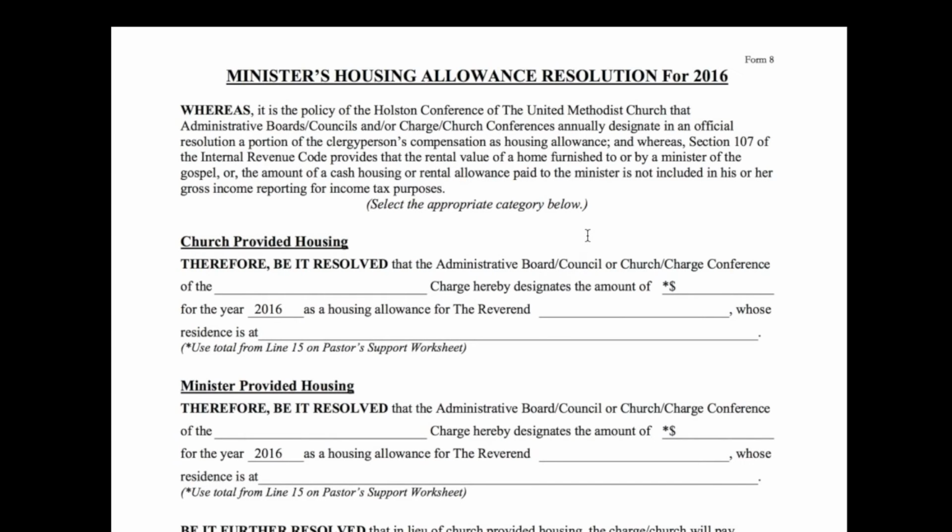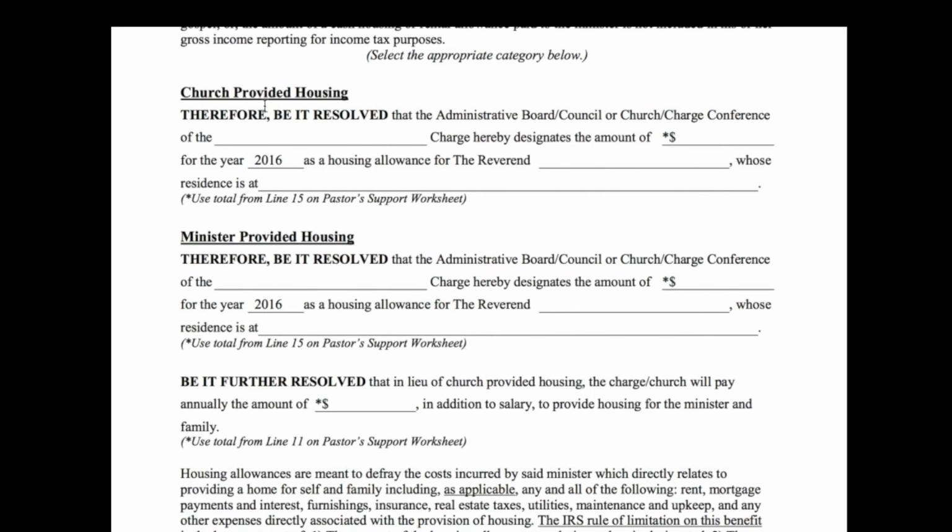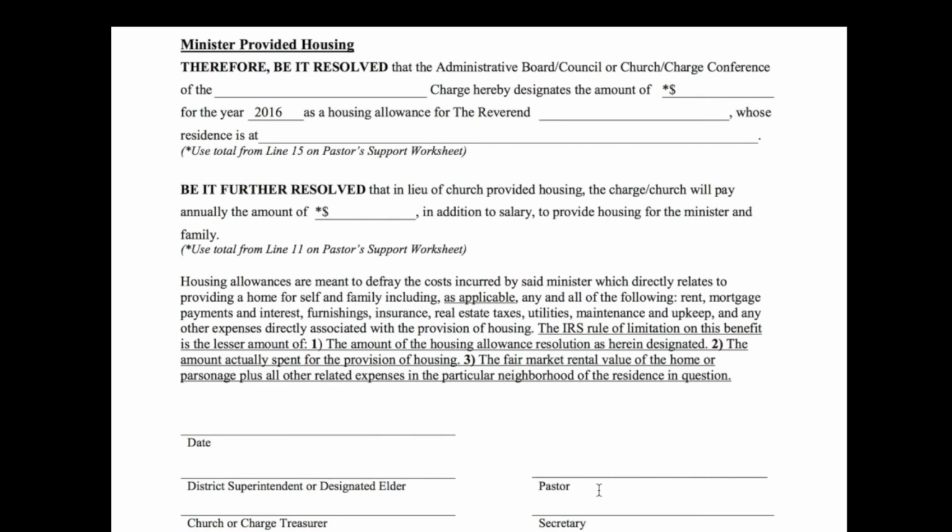This is a form that is completed for charge conference and shows two sections: church-provided housing, and says, therefore be it resolved that the board designates for the charge the amount of X number of dollars for 2016 as a housing allowance for the clergy person and gives the address. If the minister provides their housing, have the same resolution, and you designate an amount that the clergy person is designating to be excluded from income tax purposes, and again shows the residence. This is signed, dated, and all the signatures are affixed here from the charge conference.